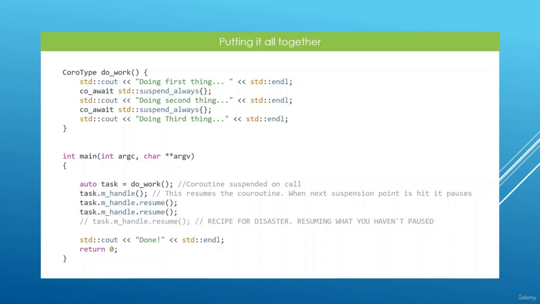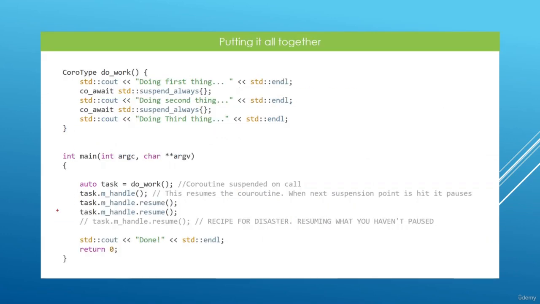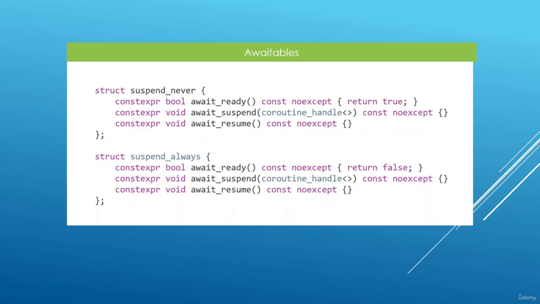Another thing you shouldn't forget, which is really important, is awaitable types. And these are things you can use as operands to your co-await operator. You see that if we say co-await, we are passing in suspend always as an operand. This is going to tell the compiler that we want to suspend when we hit this suspension point. But if you don't want to suspend, you can pass the suspend never awaitable. And this is going to tell the compiler that you don't want to suspend if you hit the co-await point. You're not going to suspend.